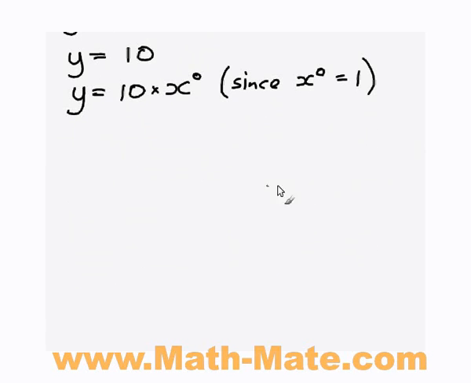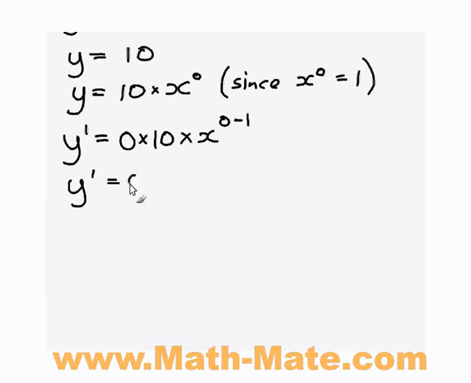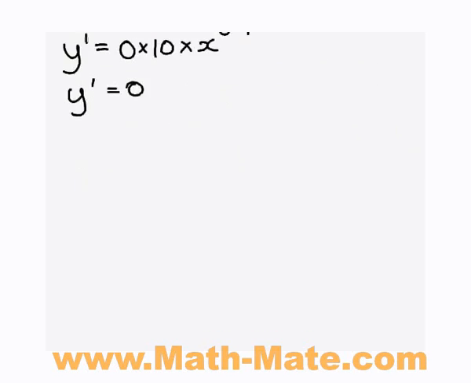So now we can use that same derivative rule, which we've used before. So y dash is going to equal, well, we put the 0 out in front, multiply that by the 10, multiply that by the x, and we reduce the power of x by 1. Now this is pretty simple. When you multiply anything by 0, the answer is 0. So what we've just shown is that when you find the derivative of a constant, which doesn't have any x's in it or anything, the answer is 0.